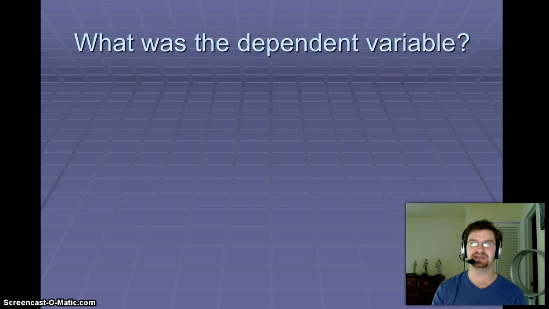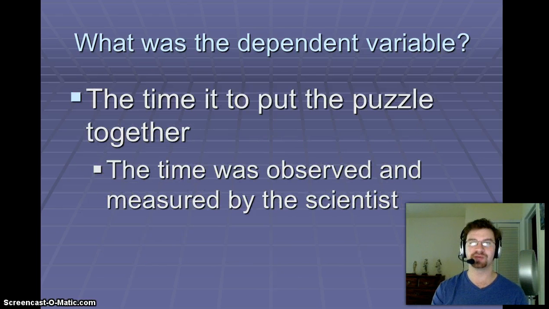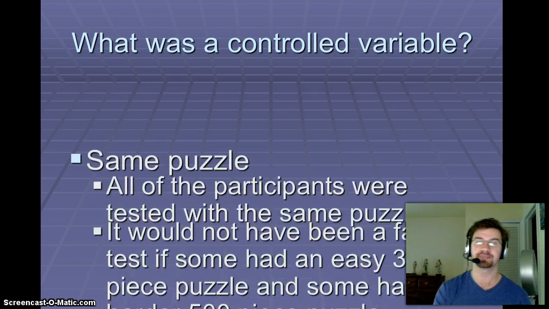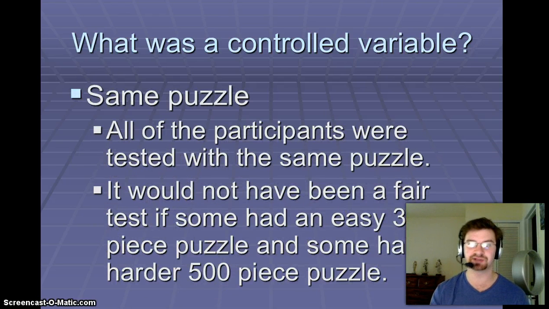What about my dependent variable? What are we measuring here? We are measuring the time it took to put the puzzle together. Good. We can measure it. It's our observation. And can you tell me what is our controlled variable in this experiment? Good, it's the same puzzle. All of the participants were tested with the same puzzle.